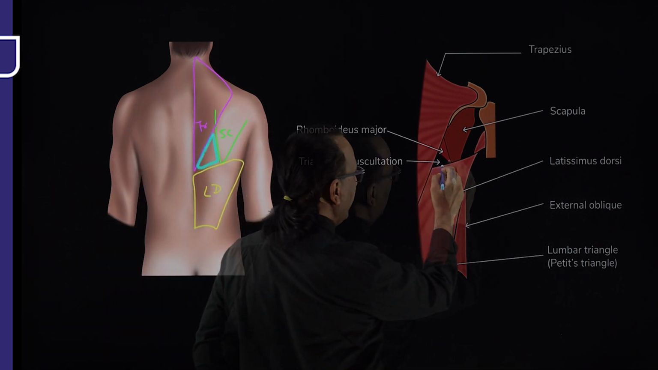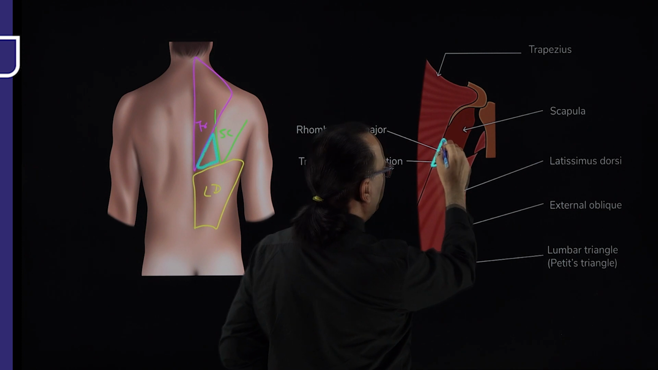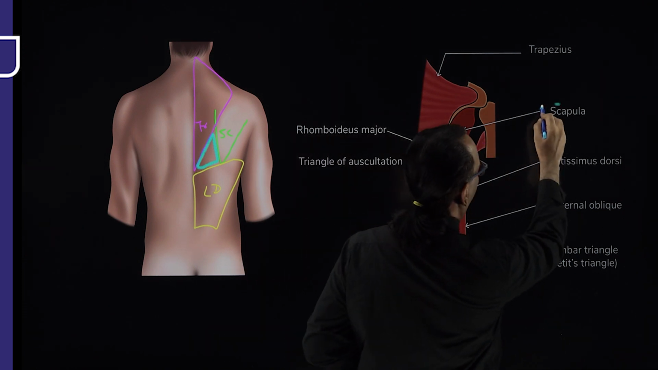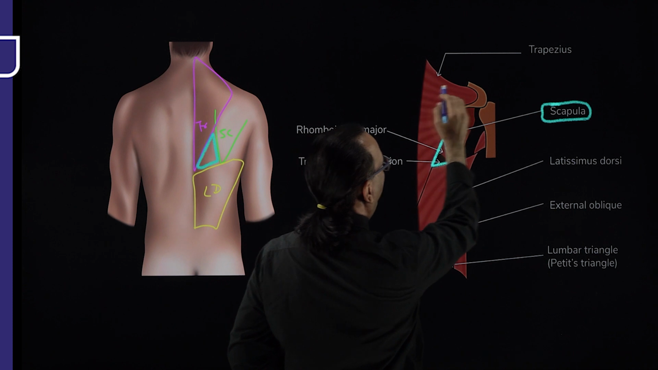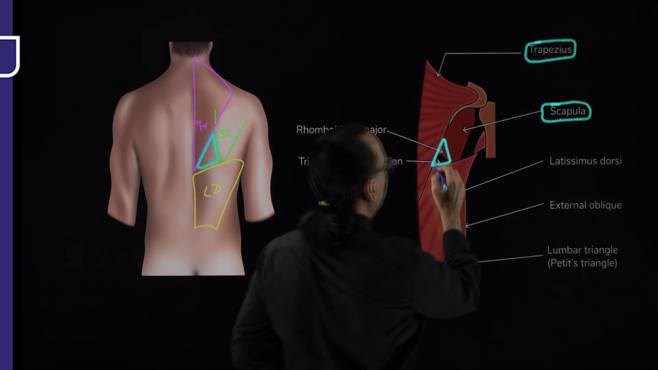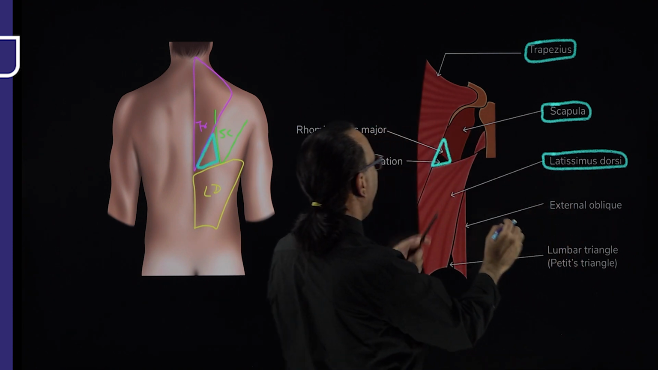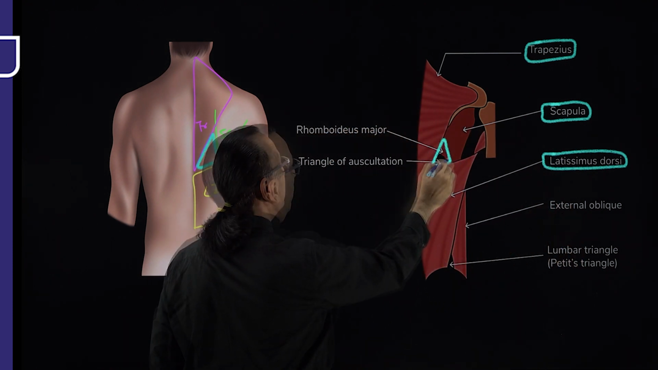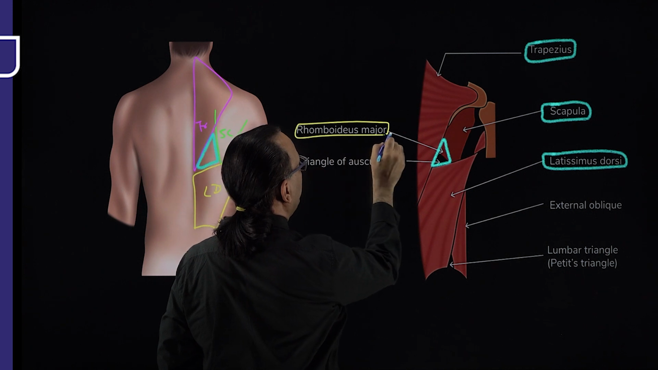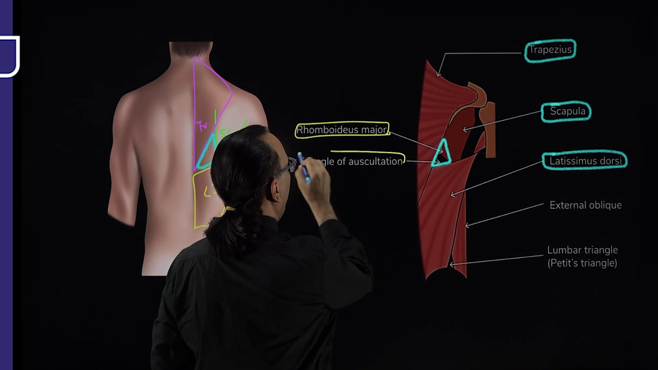As you can notice again, this is the triangle of auscultation, bounded by the medial border of scapula, and then the inferior border of the trapezius, and the superior border of the latissimus dorsi. At the floor of the triangle of auscultation, there are very few muscles. One of them, the rhomboid major, comes as a question. And this is the triangle of auscultation.